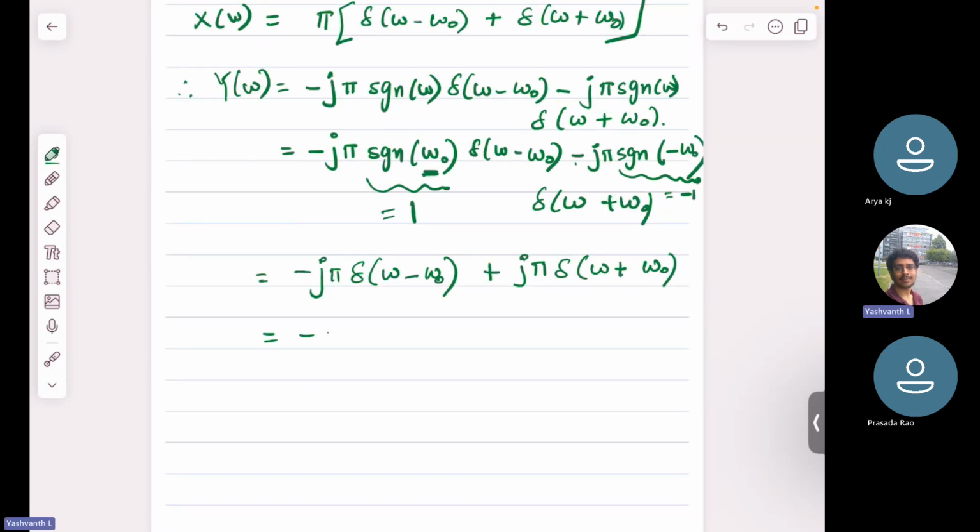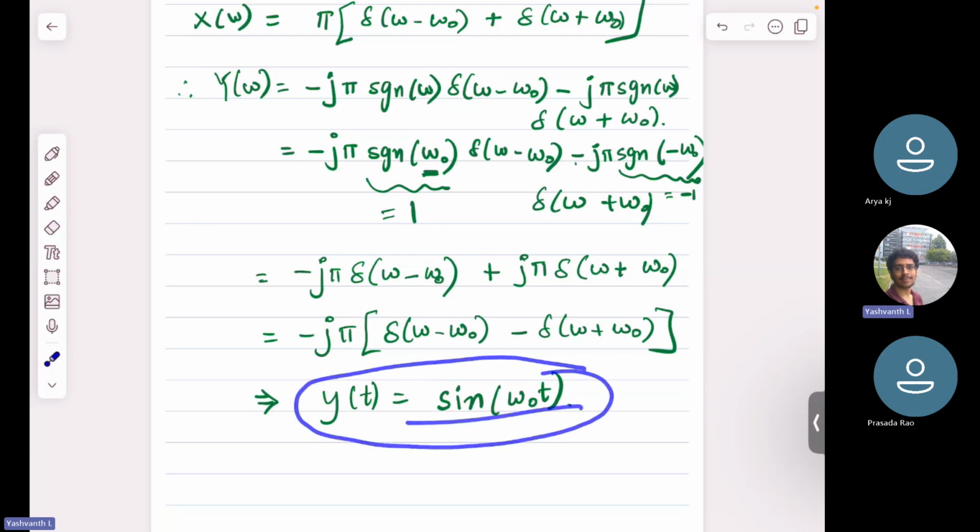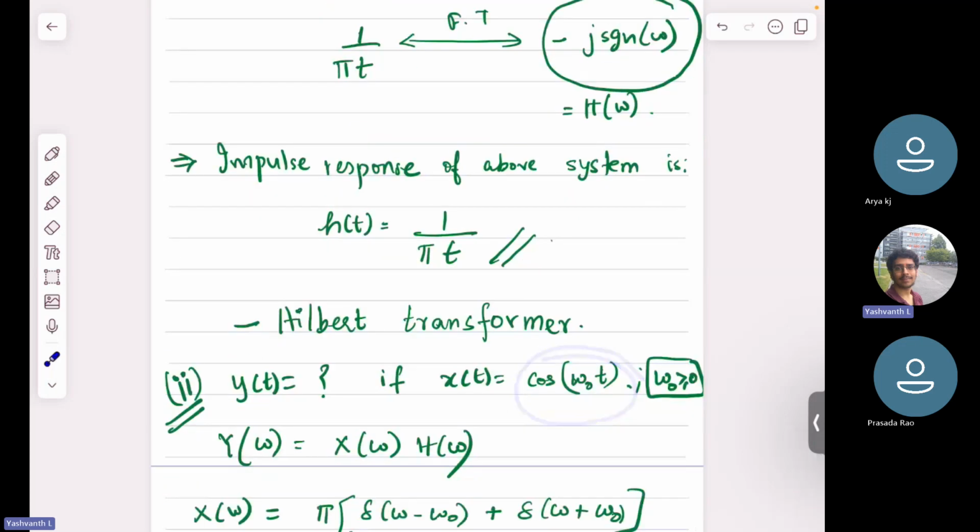This is nothing but minus j pi, just take common, delta of omega minus omega naught minus delta of omega plus omega naught. Now, can anyone tell me what this implies? What is the inverse Fourier transform of Y of omega? It's sine omega naught t. Sine omega naught t has the Fourier transform minus j pi delta of omega minus omega naught minus delta of omega plus omega naught. So the output of your signal system is sine omega naught t when the input to the system is cos omega naught t, where the system is a 90 degrees phase shifter or a Hilbert transformer.